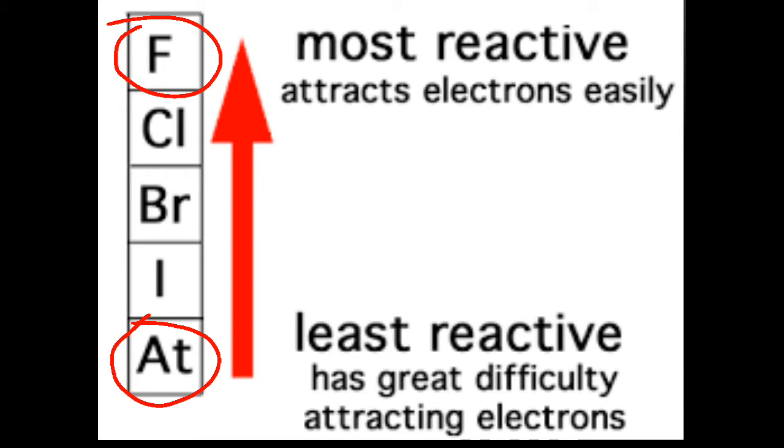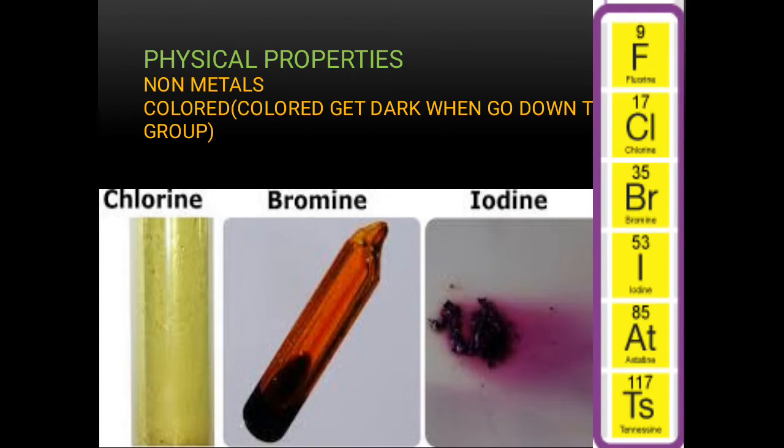So why this is the trend and what are those factors which are supporting this trend will be discussed later on. First we enlist and understand the physical properties. As I explained you initially that they are non-metals, but the reactive non-metals. And the second thing we see, they are colored. Yes, elemental state of halogens are colored.